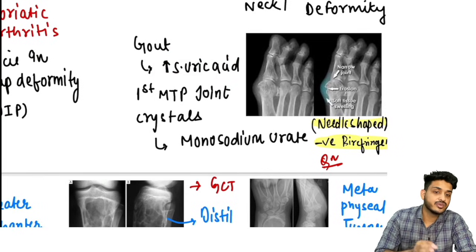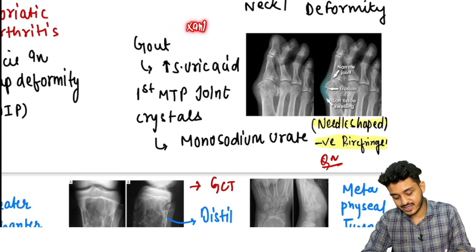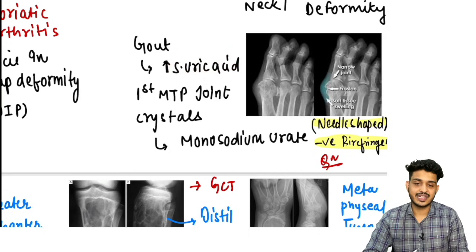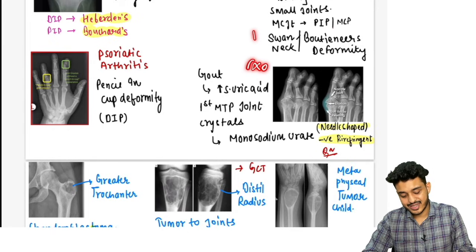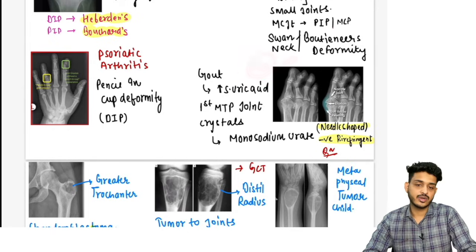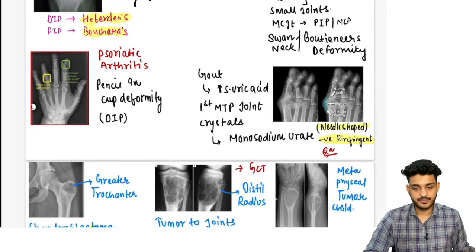And remember, this uric acid is the end product of nucleic acid metabolism. What is going to make this uric acid? Xanthine. Xanthine is responsible for the formation of uric acid. So we can also use xanthine oxidase inhibitors like allopurinol and febuxostat, right? So these are the drugs that you can use.